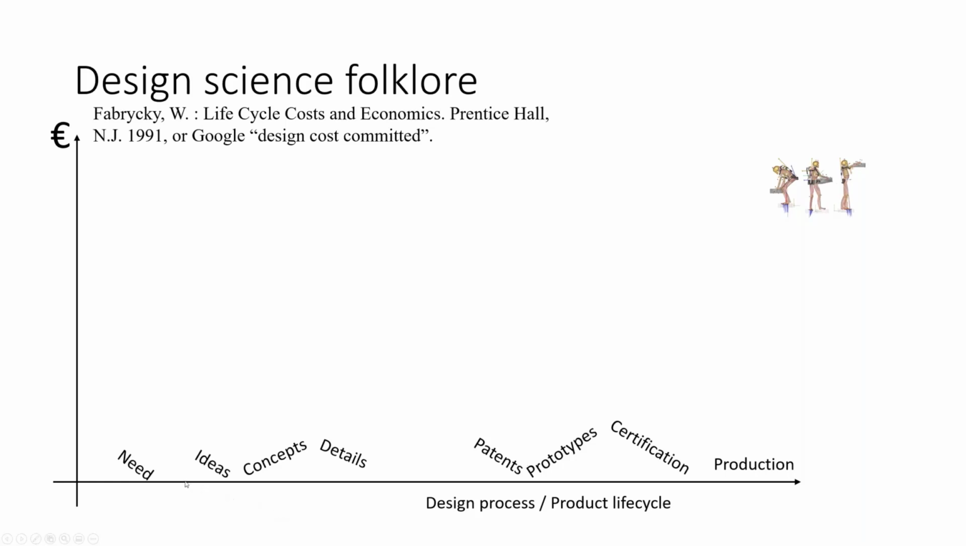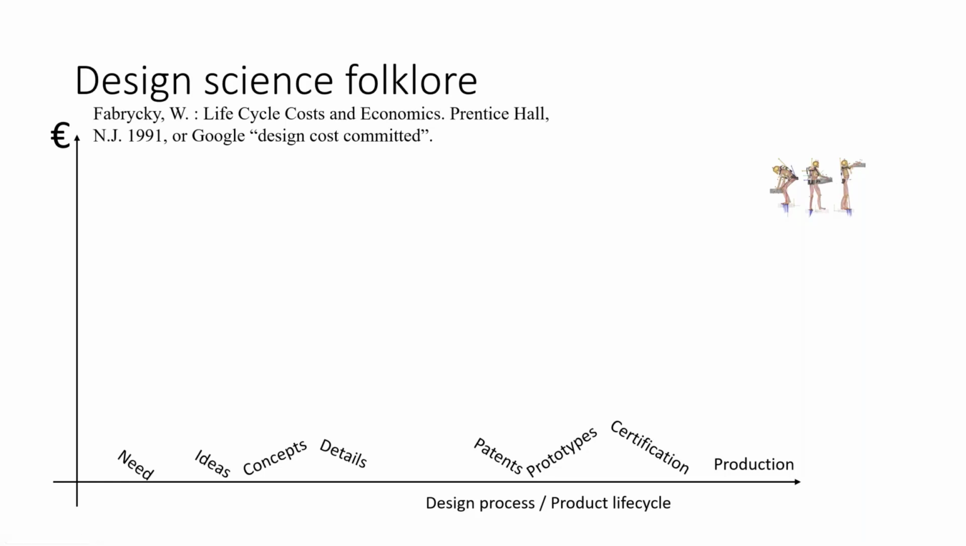So we will first realize that there is a need for the product, and we will develop some ideas and some concepts. Then we will start adding details. Perhaps along the way we need to apply for patents. We need to build prototypes to check that it works out. Maybe we have to go through some certification procedures that can be more or less elaborate depending on what market we are targeting. And then finally, of course, we go to production and distribution.